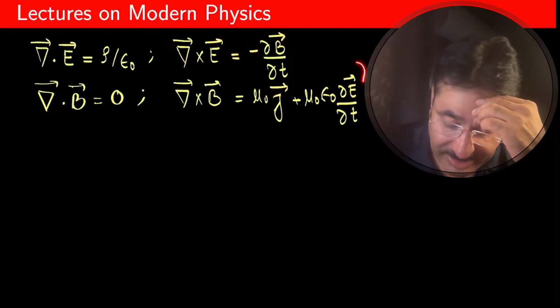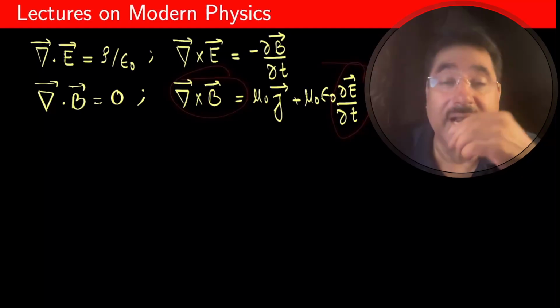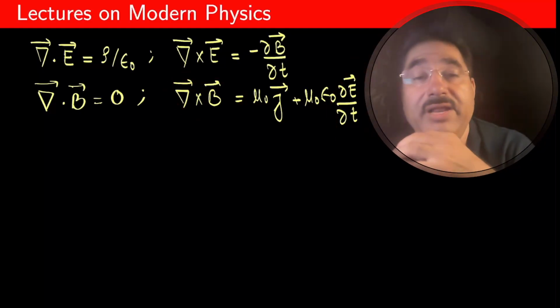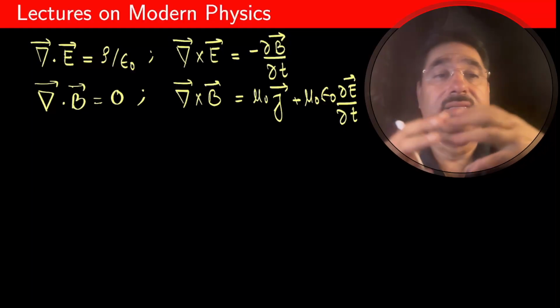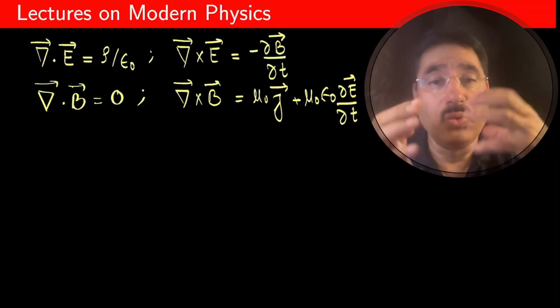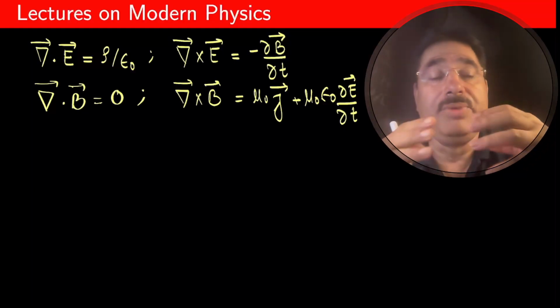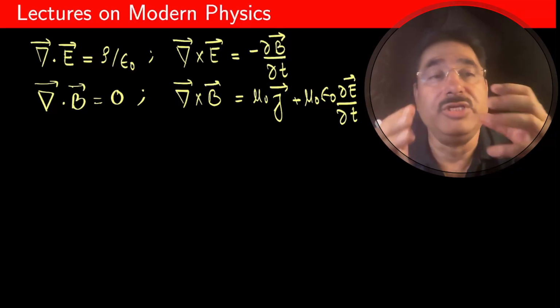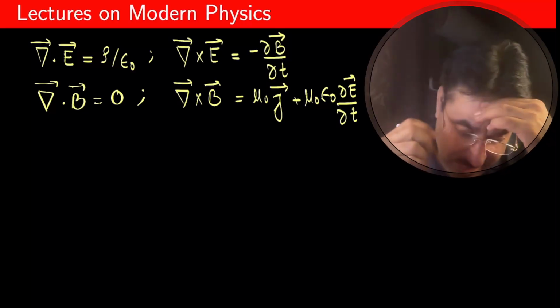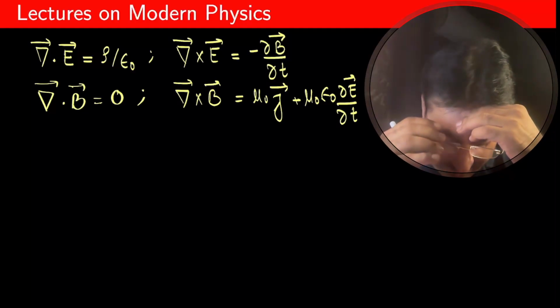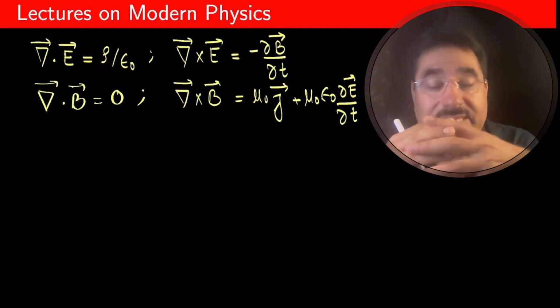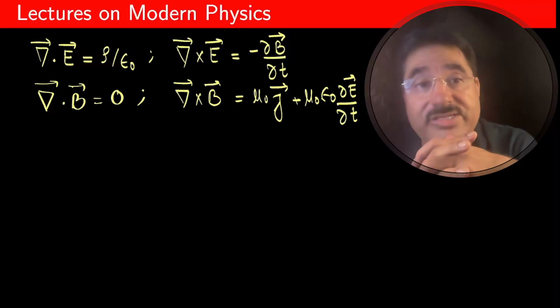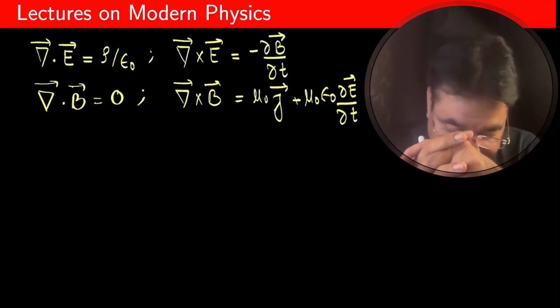A changing magnetic field creates an electric field. A changing electric field creates a magnetic field with some curl. So this is electromagnetism: all the rules of electromagnetism have now been presented in the form of these beautiful differential equations. Now these equations look beautiful, but there are certain problems with them. We'll see what kind of challenges there are in solving these differential equations.